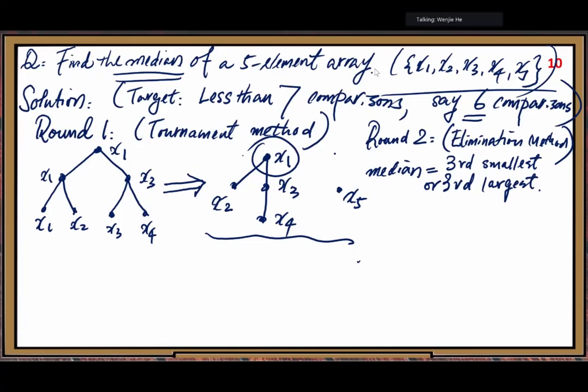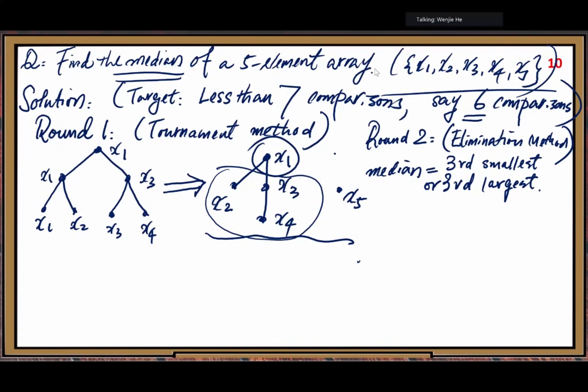From the diagram, you can see X1 is greater than 3 elements, X2, X3, X4. X1 is greater than at least 3 elements. How is it possible to be the third smallest? It is already greater than at least 3 elements, so it has no chance to be the third smallest, right?